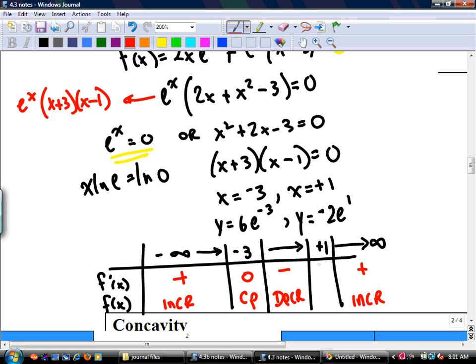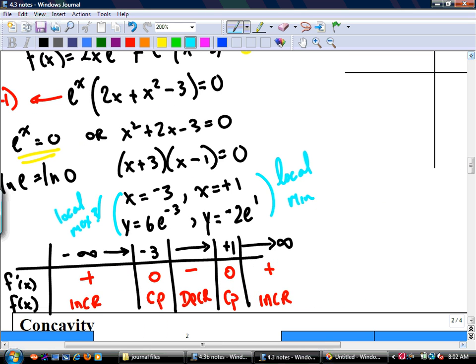Two critical points. So if it goes increasing, decreasing, we know -3 is a max. And it goes decreasing, increasing, we know +1 is a min. Local max. It's a local max, check. Absolute max we don't know. And we know this is a local min. Okay, so we can plot those points now.